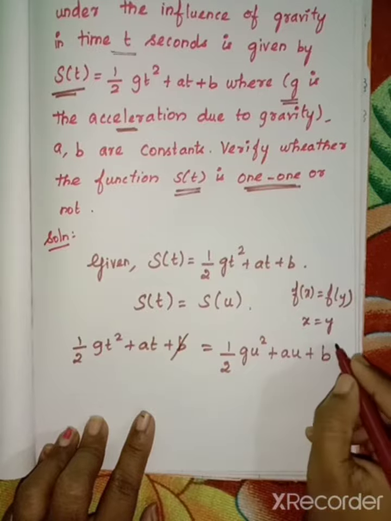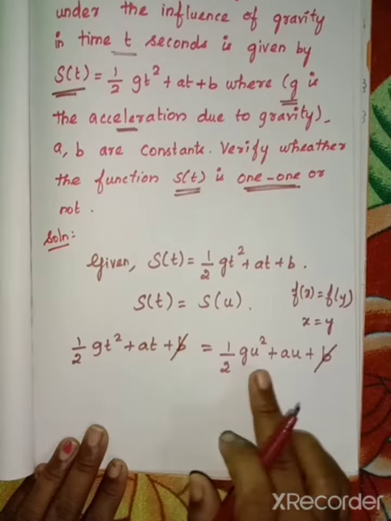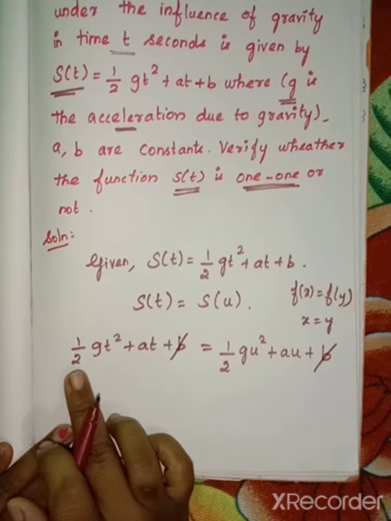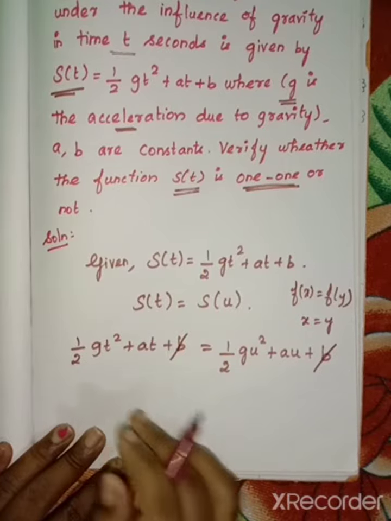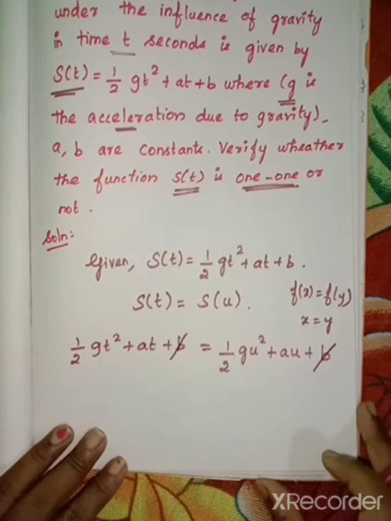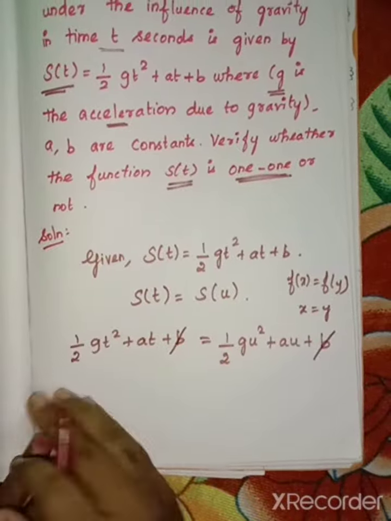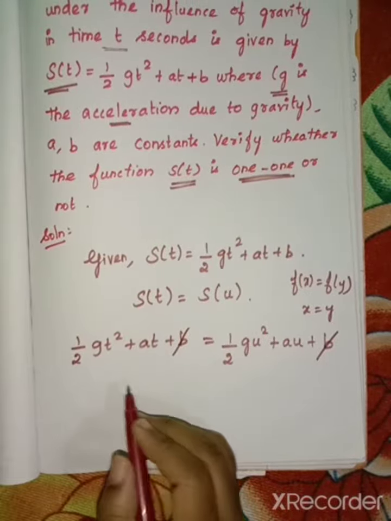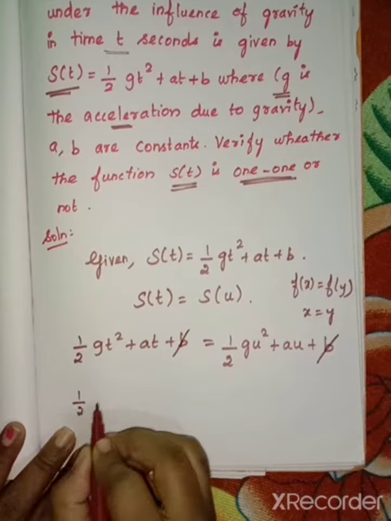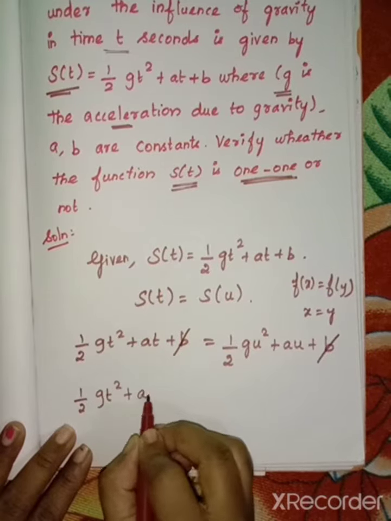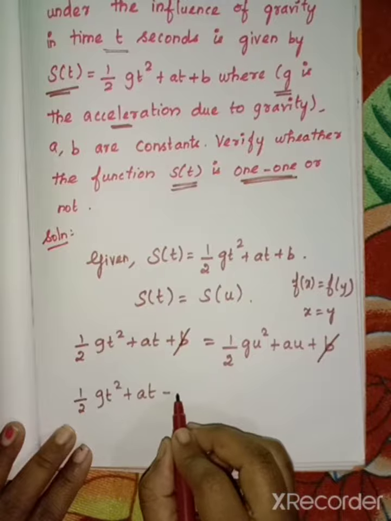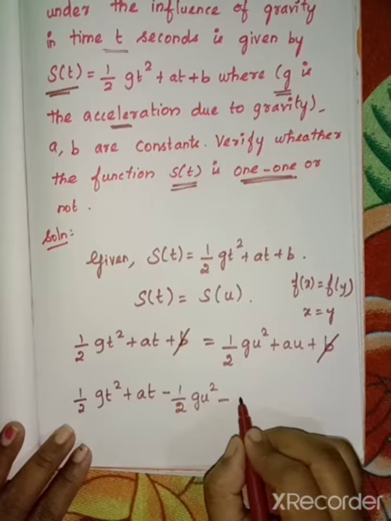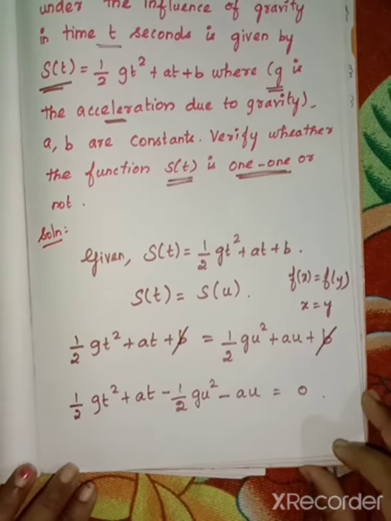So it is cancelled. Here we have 1 by 2 gt squared, here we have 1 by 2 gu squared, here we have au, here we have at. The 2 we can cancel, but it will multiply with the other term. So now take all the terms to one side, or otherwise you can take the right hand side, whichever you choose. Here I have taken the left hand side. So 1 by 2 gt squared plus at, minus 1 by 2 gu squared, minus au equal to 0.